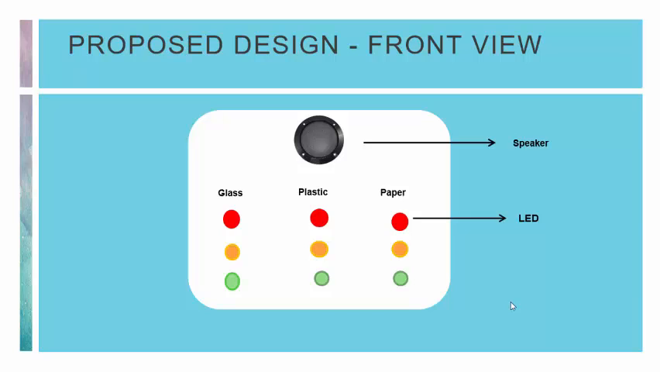LEDs are used as indicators to show the level of trash in each bin. If the level is low, the green LED will light up, and when the garbage is at half level, the orange LED will light up, and when the bin is full, the red LED will turn on.